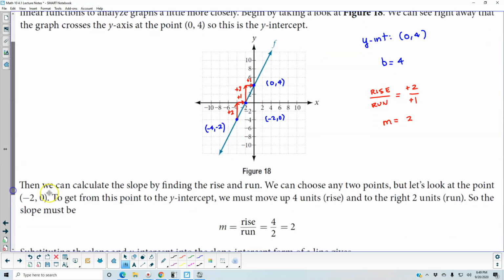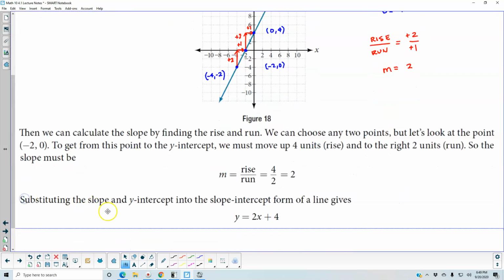Now, when we calculate the slope by finding the rise and the run, we can choose any 2 points. But let's look at the point (-2, 0). To get from this point to the y-intercept, we must again move up 4 units and then to the right 2 units. Or up 2 and then to the right 1. So you can see that 4 over 2 is also the same thing as 2 over 1.